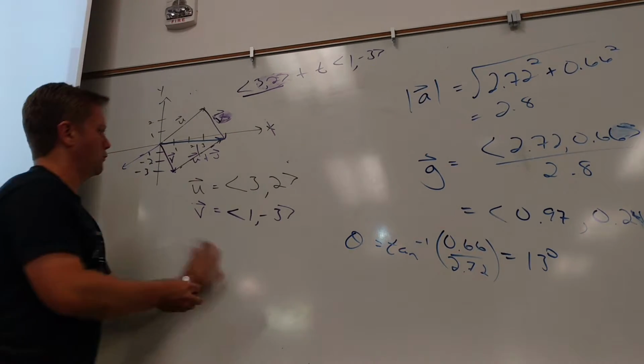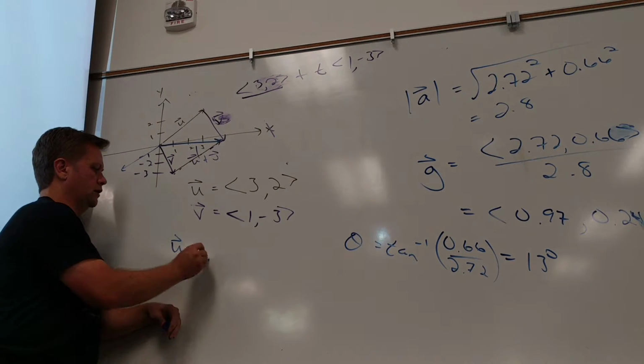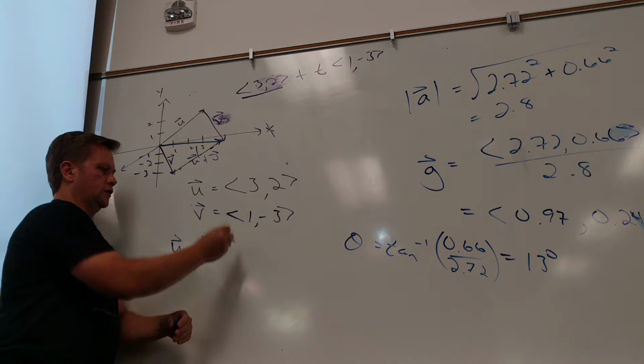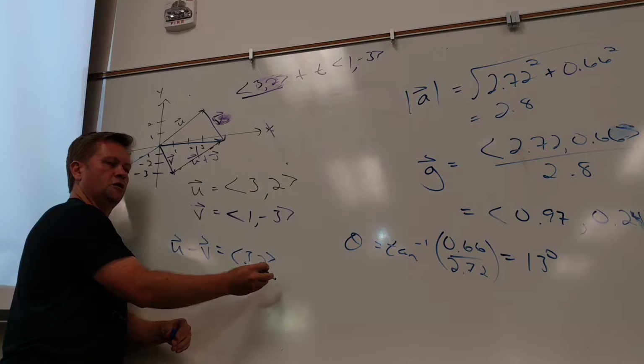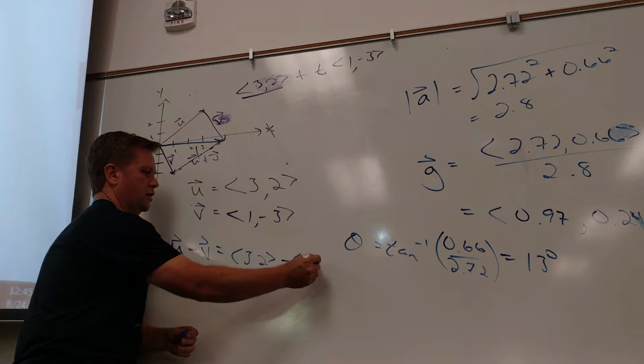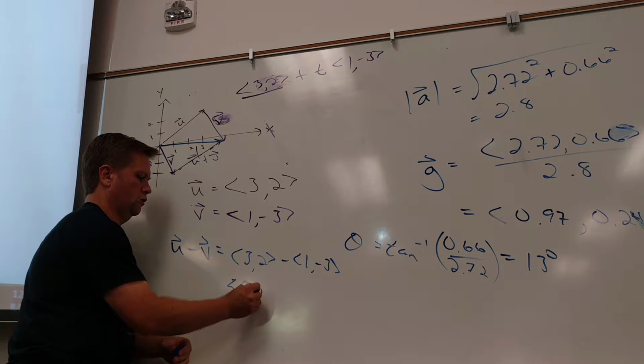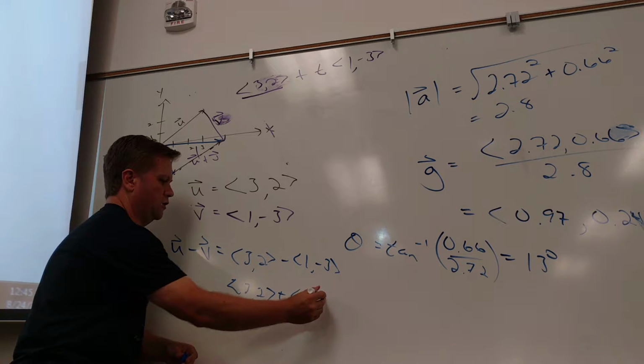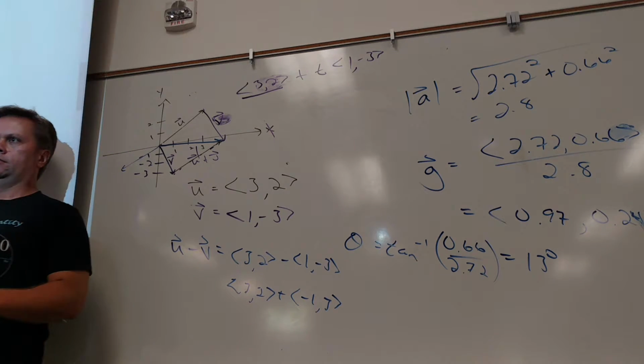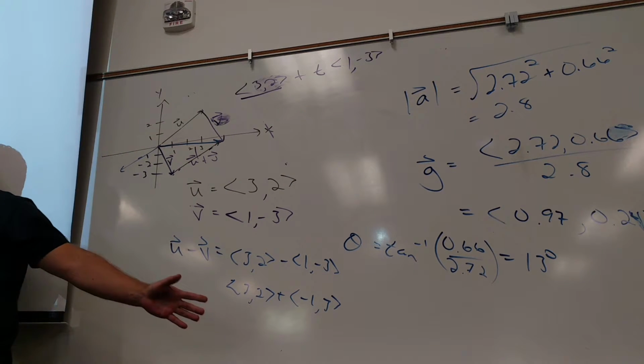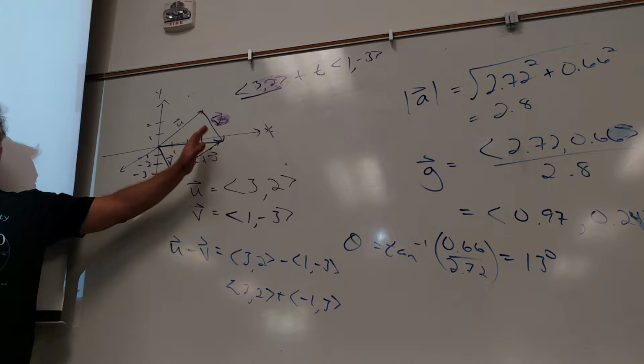So, here, if I wanted to do u minus v, all I would do is 3, 2 minus 1, negative 3, or I can make it 3, 2 plus negative 1, 3. That's amazing. So computationally, it's easy. But what does it mean visually?